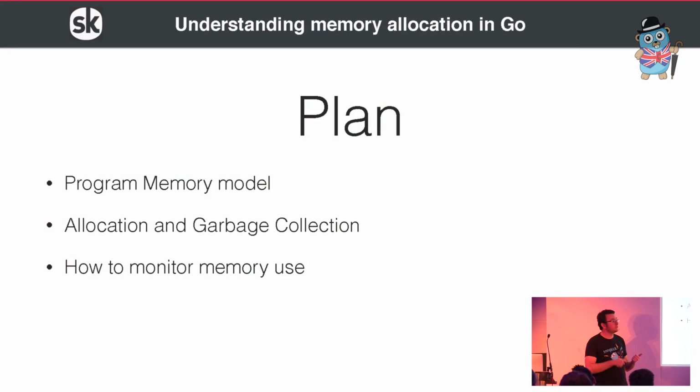So this is what I'm going to go over. At first, I'm going to talk about the program memory model, so how the program exists in memory, basically, where the variables live, where the pointers live, etc. Then I'm going to talk about allocation and garbage collection. Hopefully I can make you think a little more about things we do every day with Go.